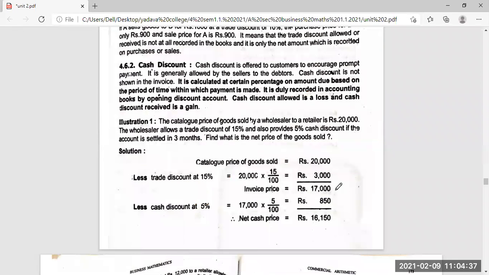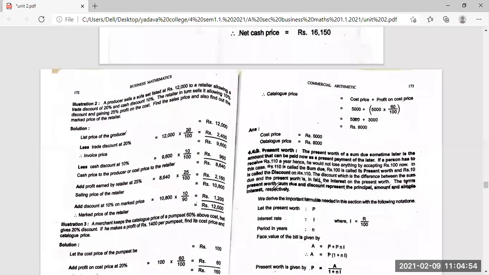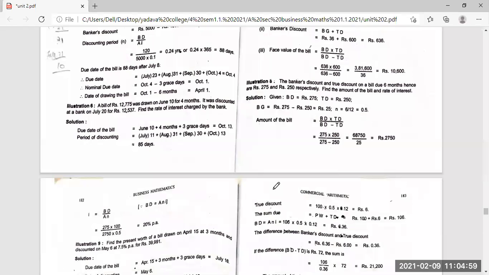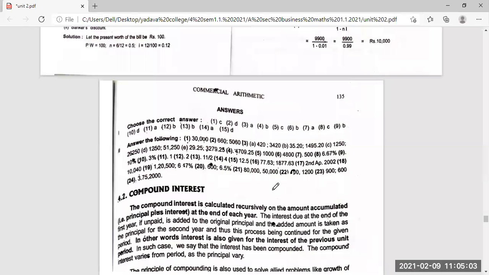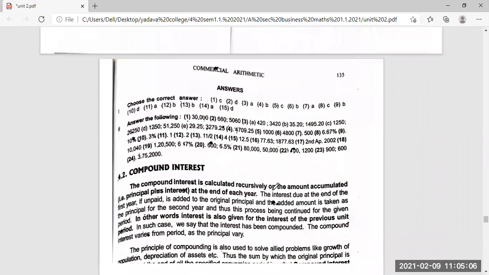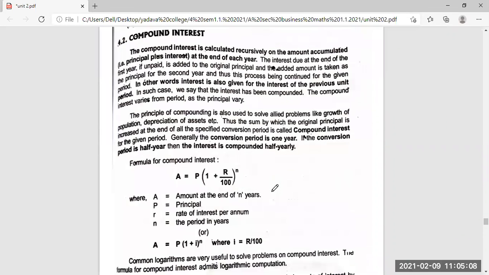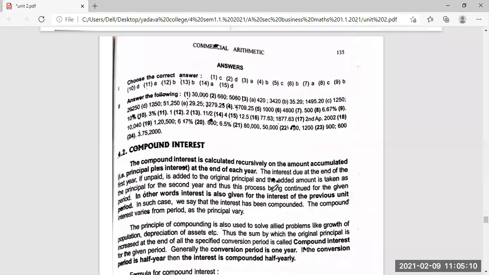Next topic is discount. Before that, you'll have compound interest. This is on some other page, I think. I just scrolled past it. Okay, here there is some compound interest. After that only this will come.